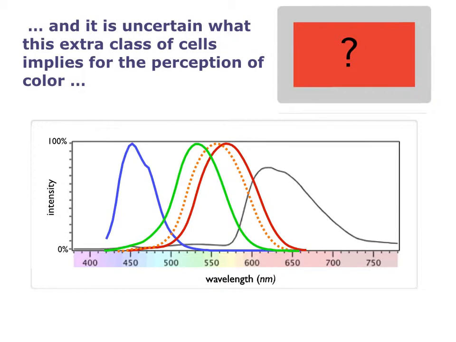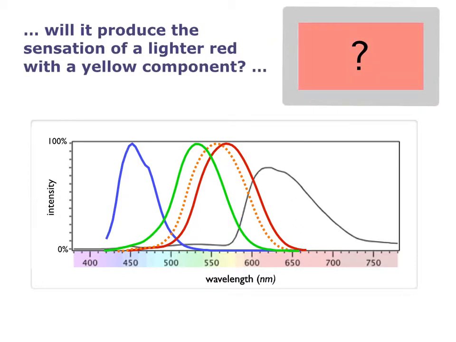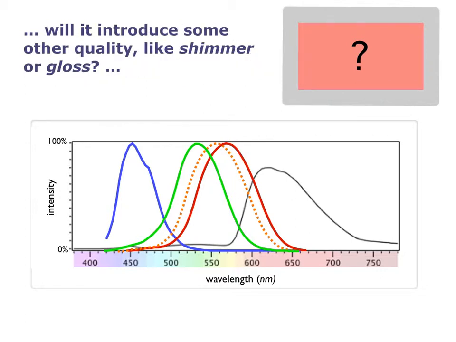The interesting question is whether or not this extra class of cells implies something different for the perception of color for tetrachromat observers. That is, we don't know whether it will alter the shade of red that we saw previously to be a lighter shade, or whether it will produce the sensation of a lighter red with a yellowish component in it. It could also introduce some other quality, like shimmer or gloss, to the color patch.